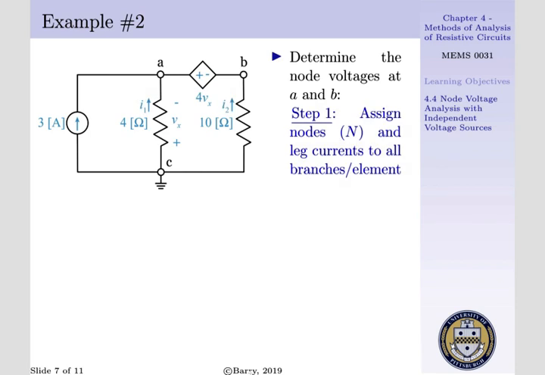Step 1 is to assign our nodes, which were given as A, B, and C, where C is designated as ground, and leg currents. I1 runs through a 4 ohm resistor between nodes C and A, and I2 runs through a 10 ohm resistor between nodes C and B.